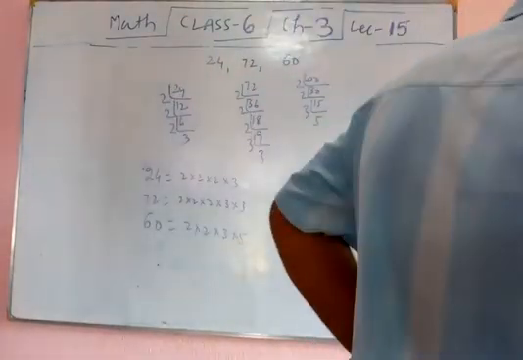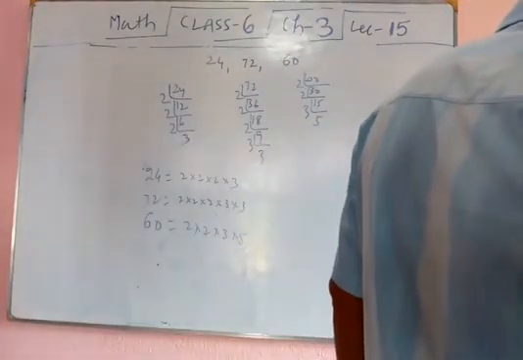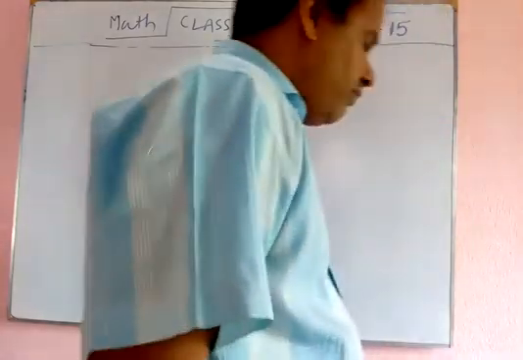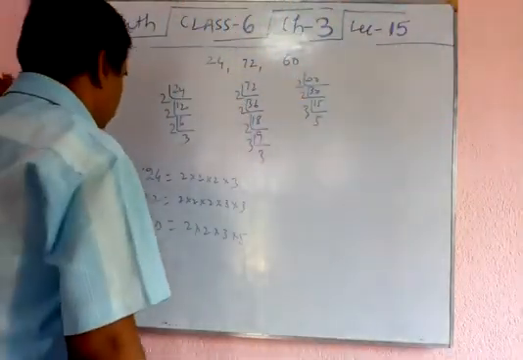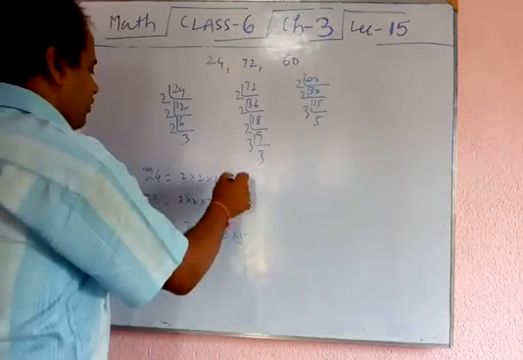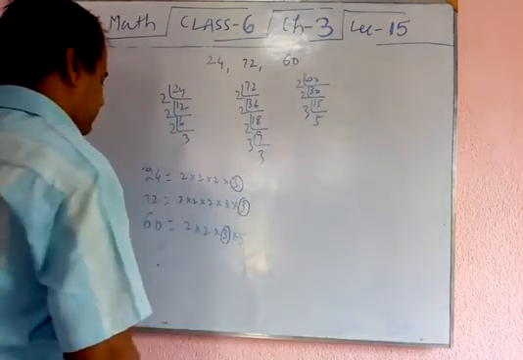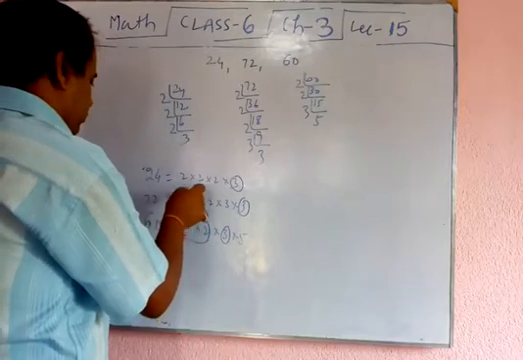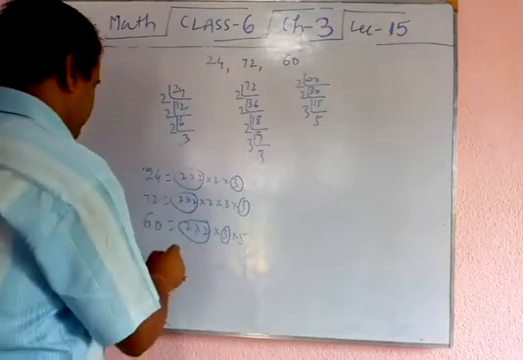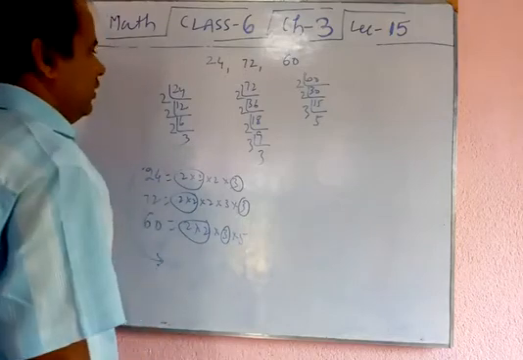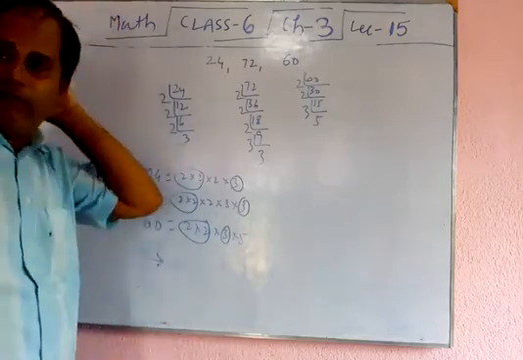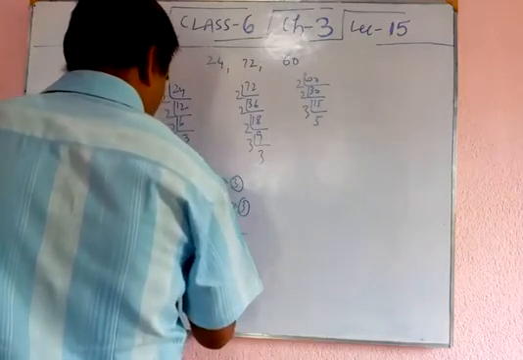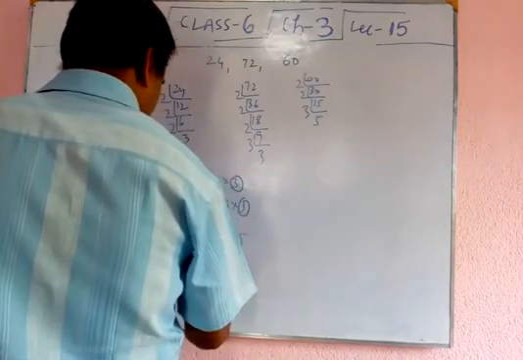Now, to find the LCM, multiply the common factors taken once and the non-common factors also. First, you have to take the common factors. Common factors are first 3, then 2, both 2s. That means to find the LCM you have to multiply the common factors and the non-common factors all together. That means 2 into 2 into 3. These are the common factors.